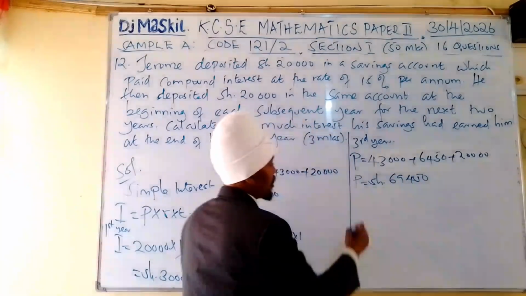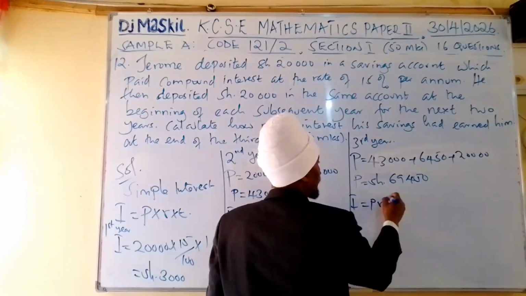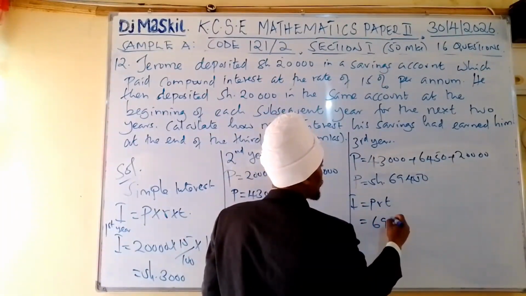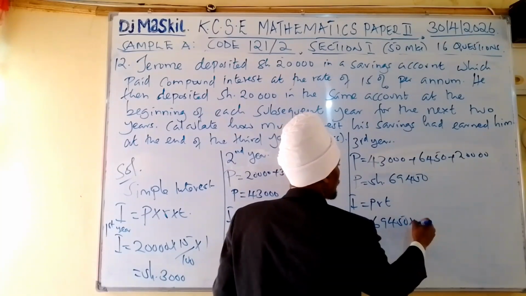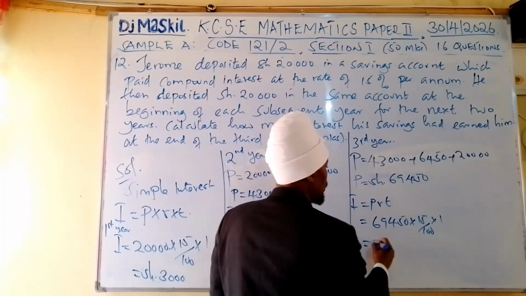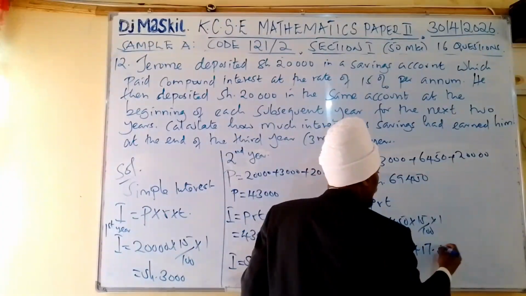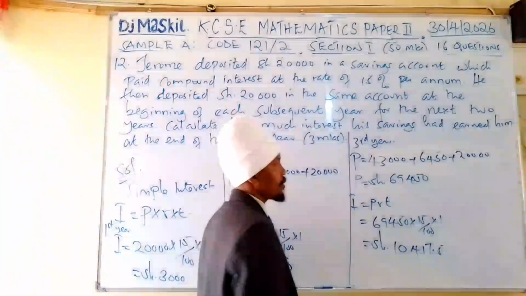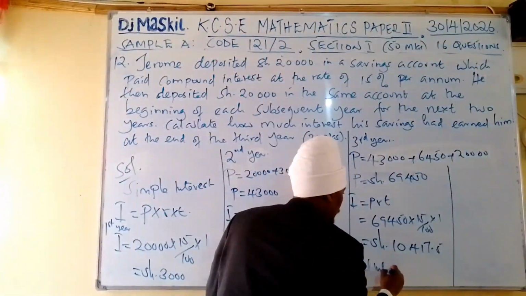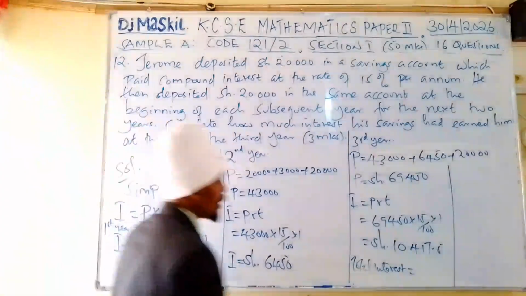69,450 shillings. Therefore, the interest for the third year will be given by, again, P times R times T, which is 69,450 multiplied by 15 over 100 times 1. So this one will give you 10,417.5 shillings.